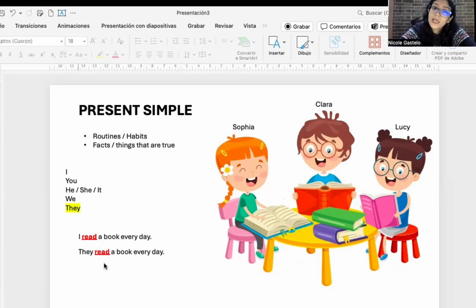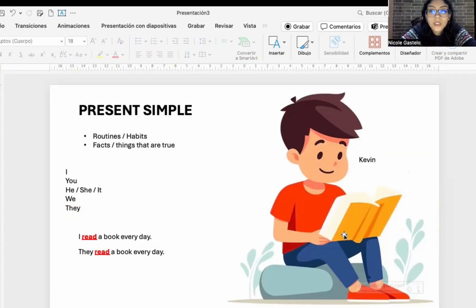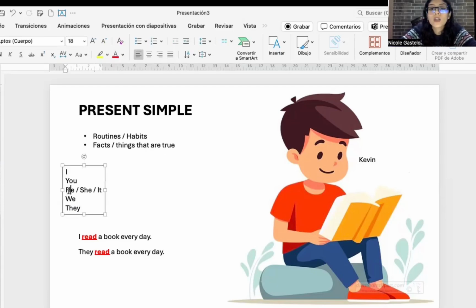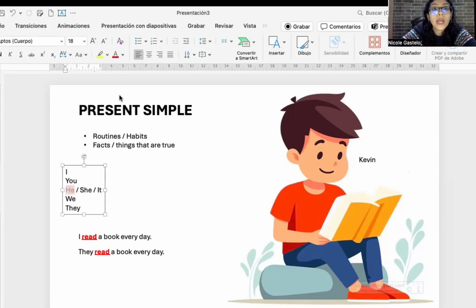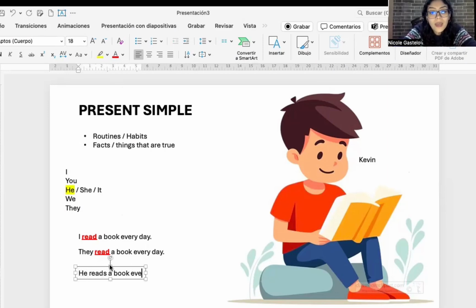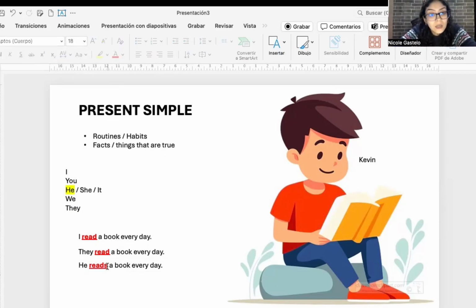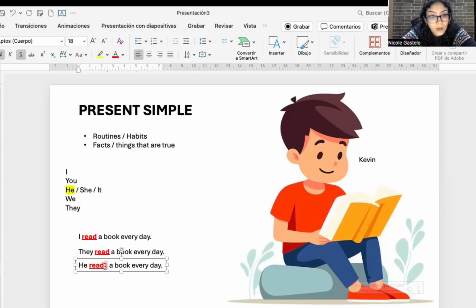Let's take a look at the next picture. This is my friend Kevin. What pronoun am I going to use for Kevin? I'm going to use the pronoun he. And I will say, he reads a book every day. The verb is reads. What happened here? Well, I added the letter S.